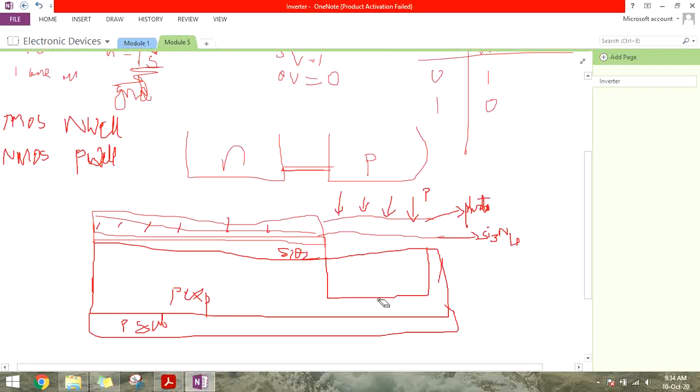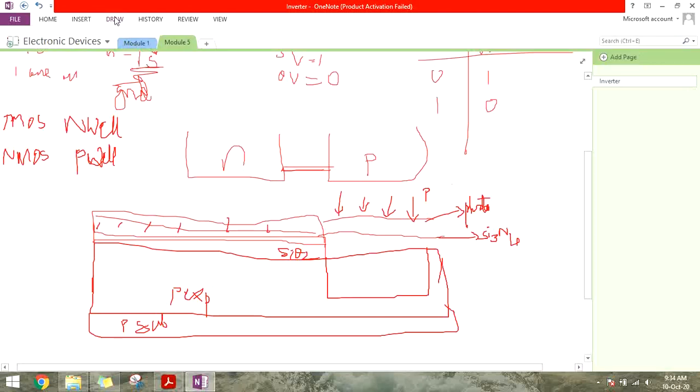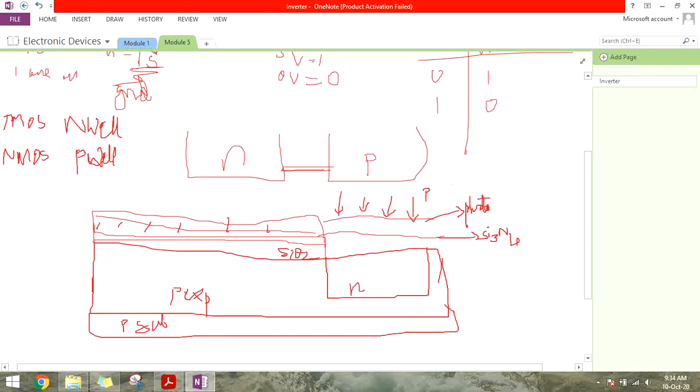We have the epitaxy over here. Now we have diffused phosphorus, and we have the N well ready. So this is now my N well. In this I can fabricate the PMOS transistor.